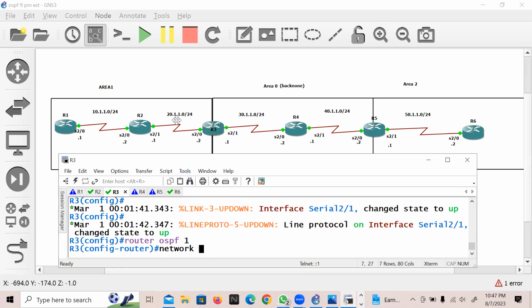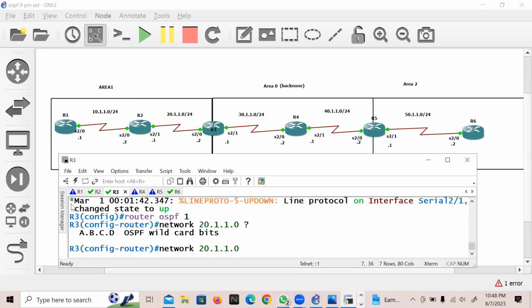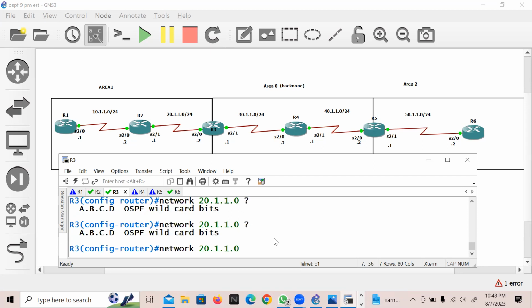Router 3 is in the middle of 20 and 30, and it is in the middle of area 1 and area 0. So let me take 20.0 first. I will show you shift and question mark, which you can use for the next command. It is showing me A.B.C.D OSPF wildcard bits. Like in Linux you use minus h for help, same here: hold shift and then press question mark. It will show you the next step.